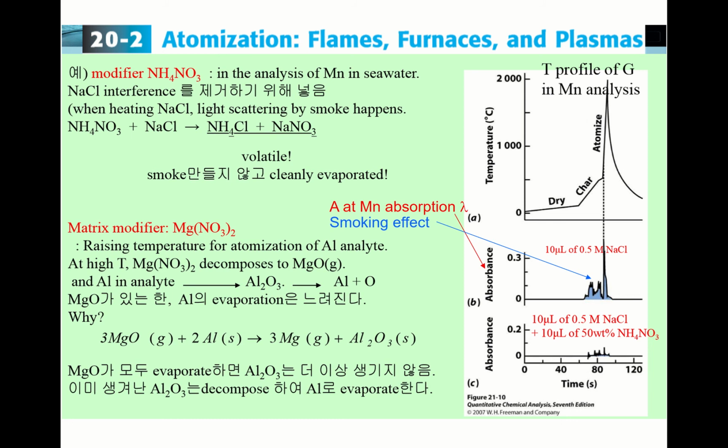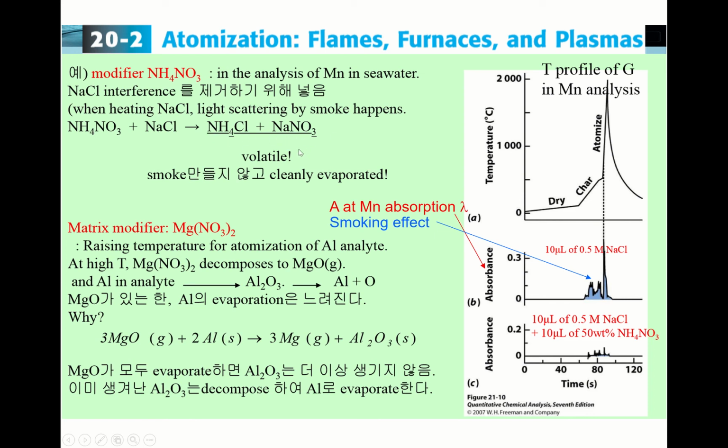Yeah, let's learn more about modifiers. For example, the modifier ammonium nitrate is used in the analysis of manganese in seawater. Most interference comes from sodium chloride, so somehow you have to remove the sodium chloride interference. In this case you can use ammonium nitrate. This ammonium nitrate reacts with sodium chloride, and the products are ammonium chloride and sodium nitrate.